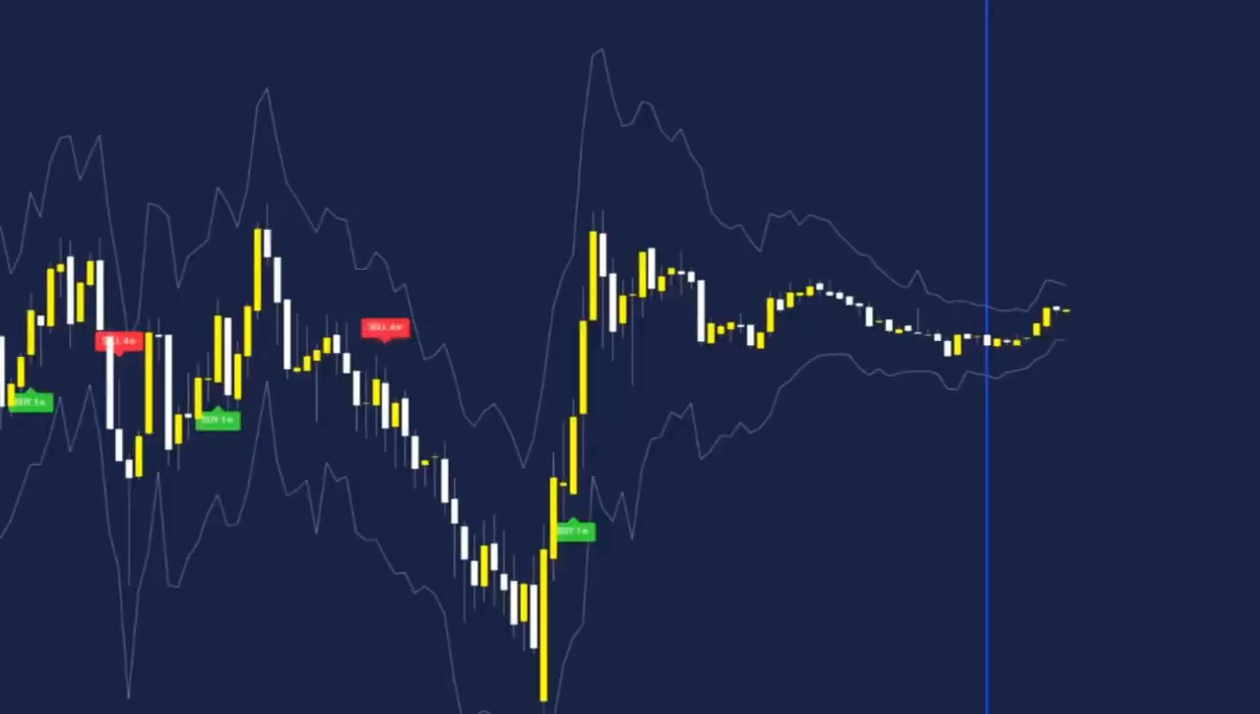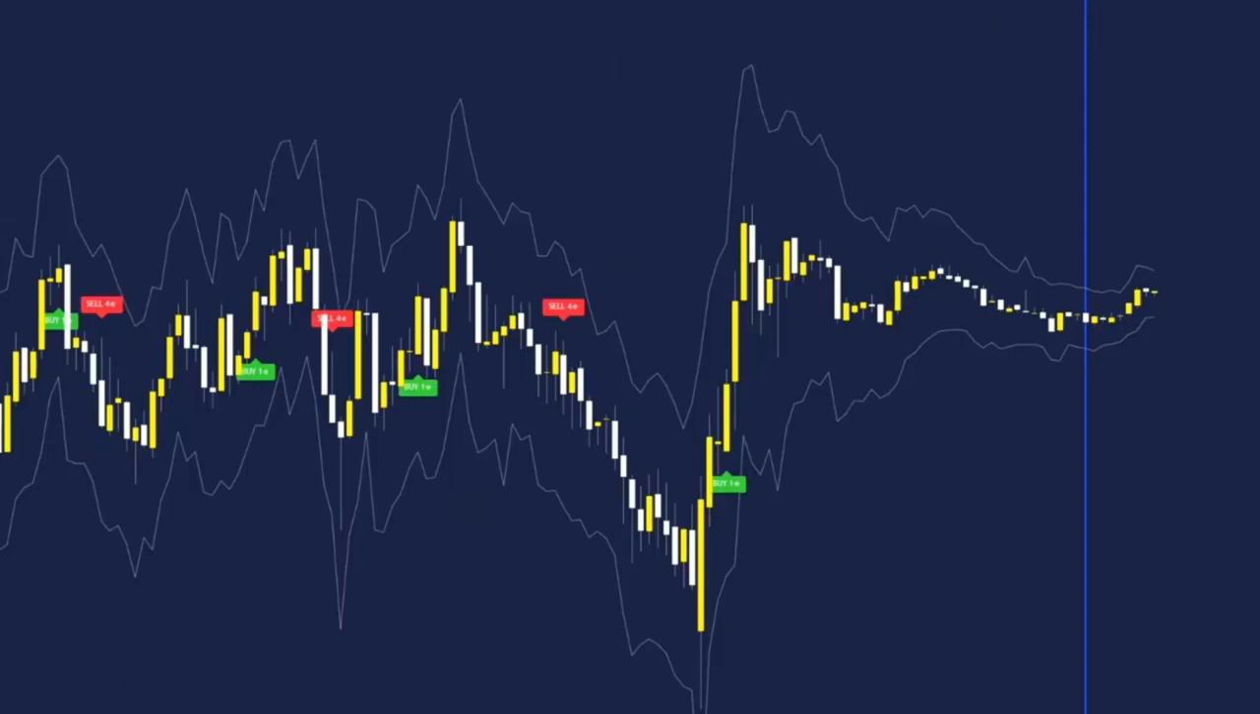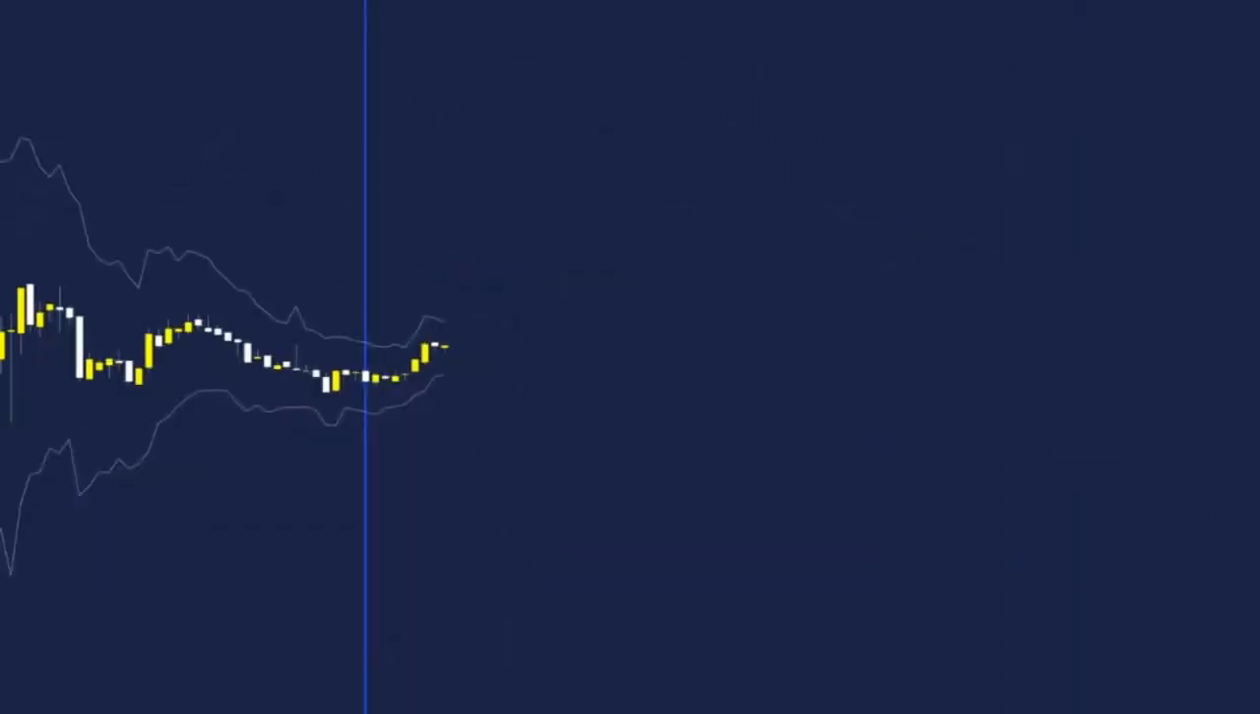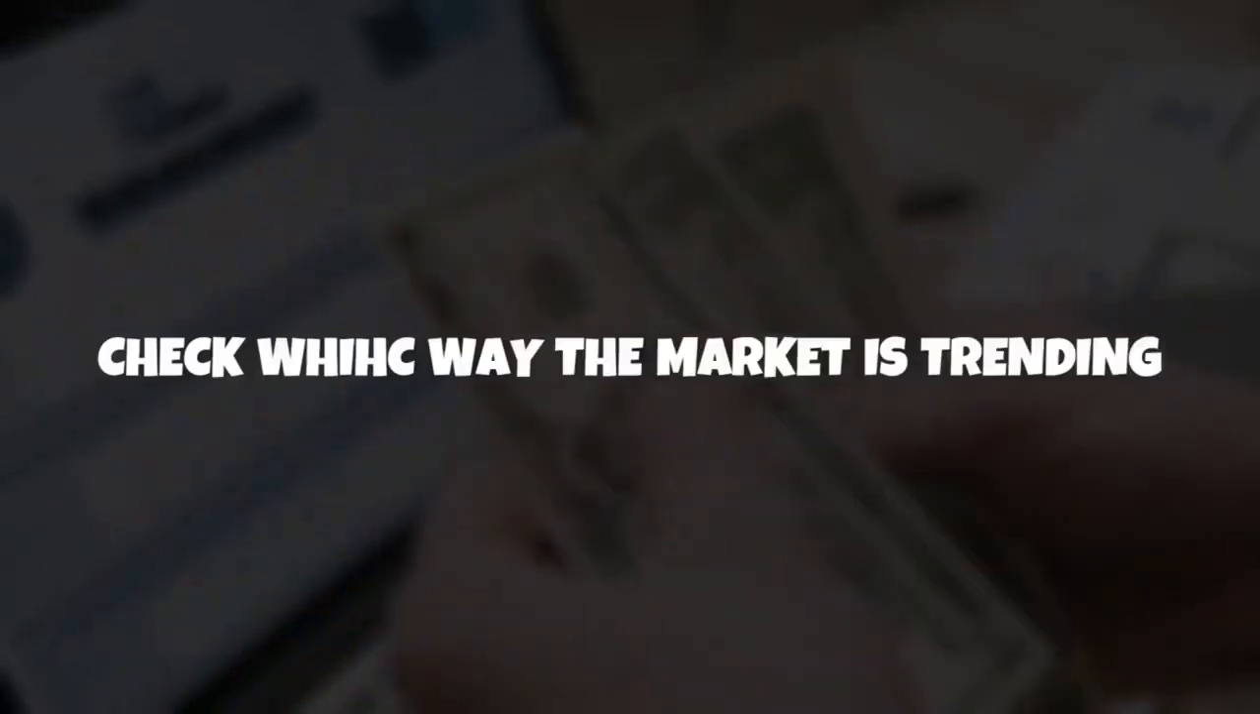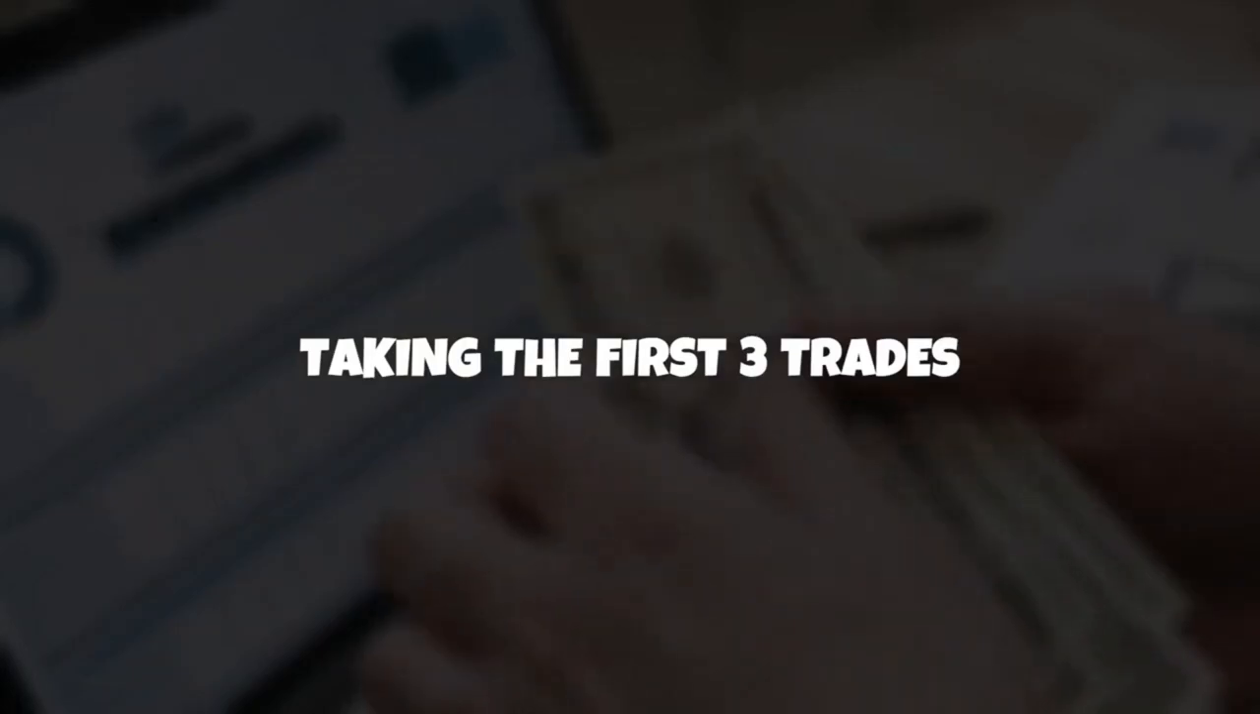So let's get into it and let me show you what I mean. Okay, so this blue line here represents the US session start, and as we can see before that, the price is very choppy on the market, and we definitely wouldn't want to be taking any of those buys and sells. But now that the market has started, we can focus on getting our first buy or sell trade. It's always good measure to check which way the market is trending to get an overall bias for direction, but for backtesting this, I will only be focusing on taking the first 3 trades.